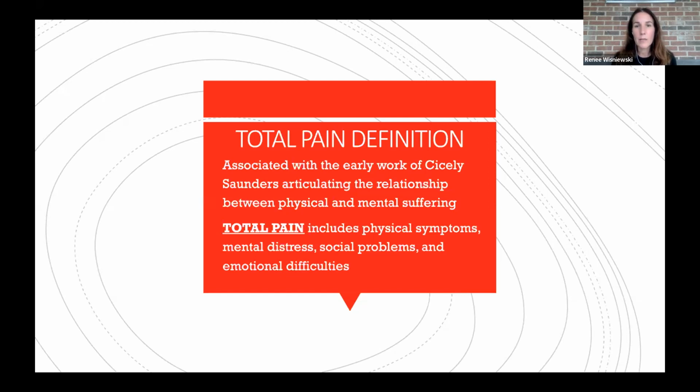And what the concept seeks to clarify and articulate is that if somebody's experiencing mental distress, likely physical symptoms will worsen, or if there's social problems or emotional difficulties, mental stress and physical symptoms will be exacerbated. So we can't separate out or parcel out what's going on in our personal life, our social life, our emotional health from what we're physically feeling. And so it's important to treat total pain and not just physical pain.